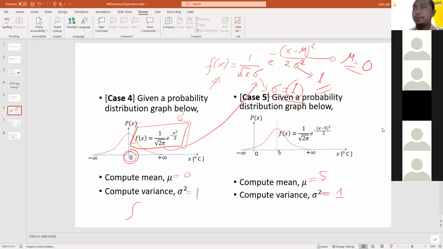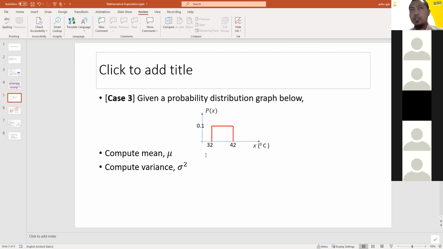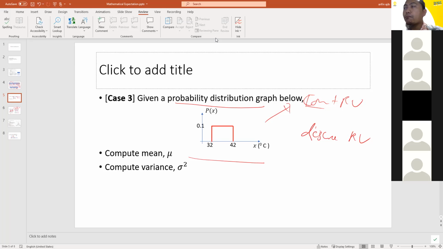Okay, any questions? Maybe one question. If you have this probability distribution, what is the type of this probability distribution graph? Is it a continuous random variable or a discrete random variable? Continuous, Mikhail. Any other opinion? Dava, continuous? Are you sure? Dava, why do you say that this is continuous? Because it's constant. The graph is constant. You mean this one? Yes, constant.